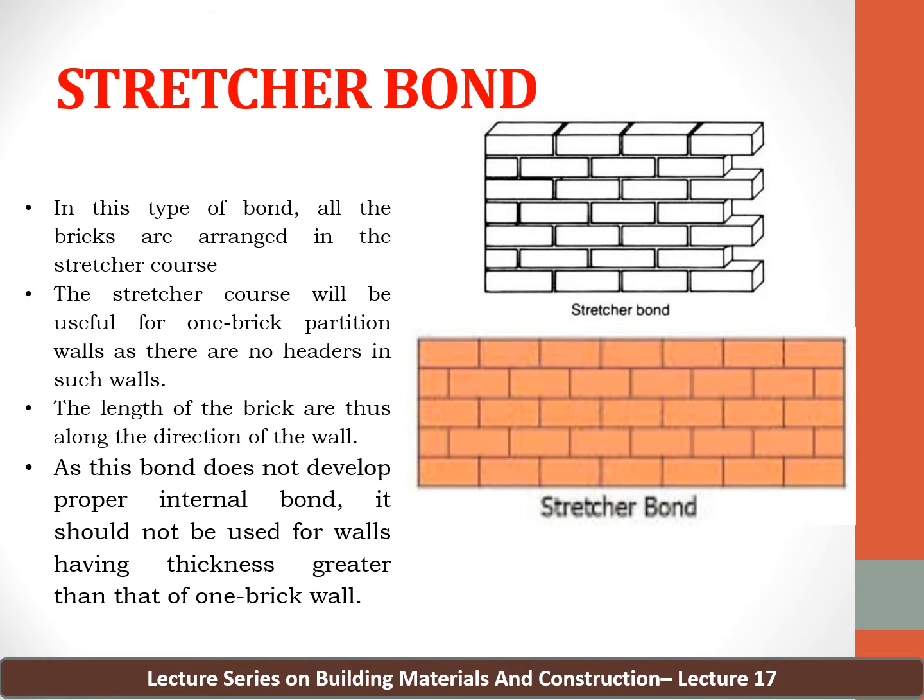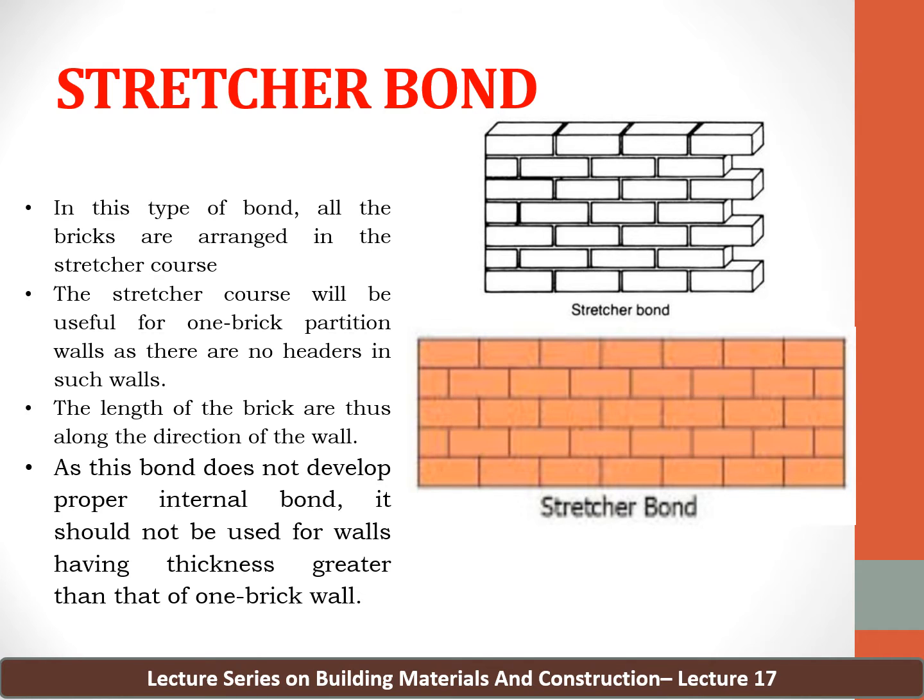In case of stretcher bond, the stretching bond is the one in which all the bricks are laid as stretchers on the face of the wall. The length of the bricks are thus along the direction of the wall. This pattern is used only for those walls which have a thickness of half brick, that is 9 centimeter, such as those used as partition wall, sleeper wall, division wall, or chimney stacks. The bonding is not possible if the thickness of the wall is more.